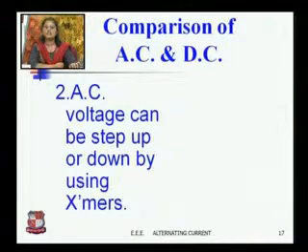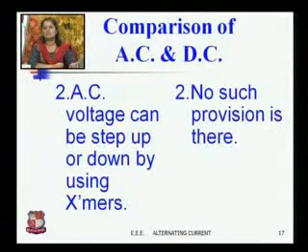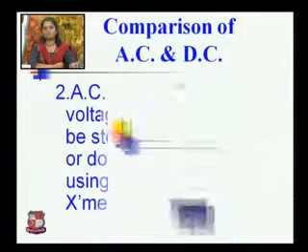But the condition is that transformers work only with an alternating quantity. If you give a DC supply to a transformer, then it will not work. So no such provision is available for a DC supply. This is one of the disadvantages, or you can say the demerits of DC, that you cannot use a transformer for a DC supply. So you cannot change the voltage level in a DC supply.